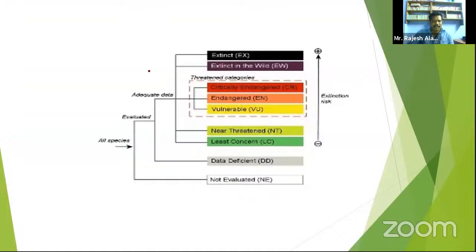The IUCN, International Union for Conservation of Nature, releases data called the Red Data Book. With this knowledge we can proceed to protected area networks. The Red Data Book is released by IUCN, which is in Switzerland. On which criteria do they release this red data?